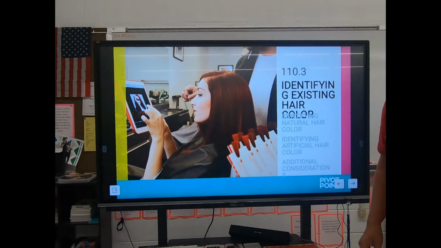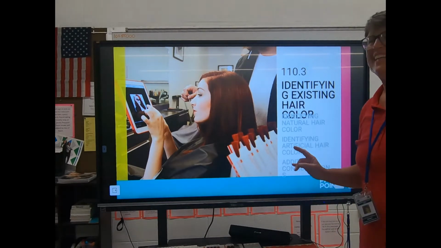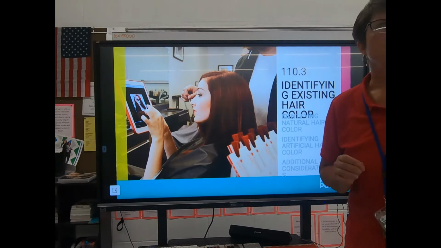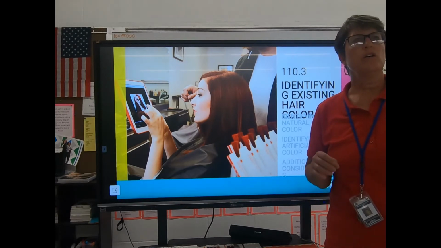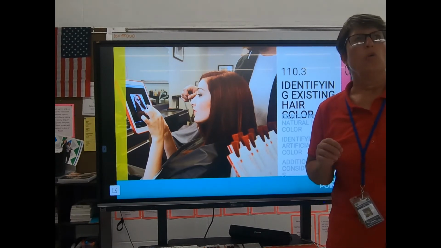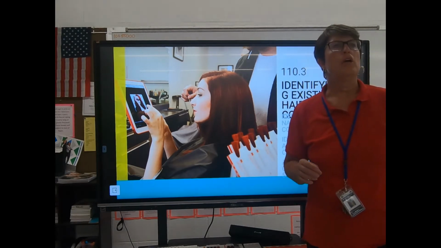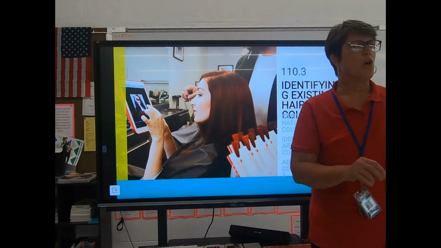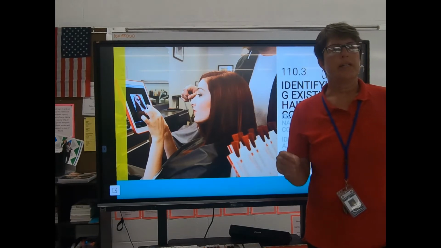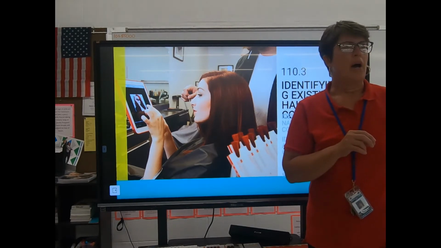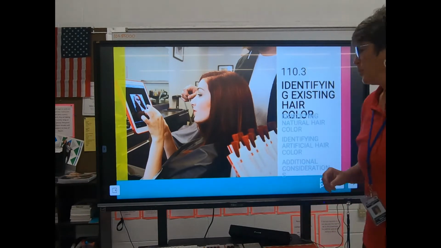Okay, today we're going to be talking about identifying existing hair color, whether that be natural hair color or artificial color. We need to identify that. We need to know where we're starting from so we can then determine where we're going. What formula will get us to the point where it will be the desired color that the person wants.